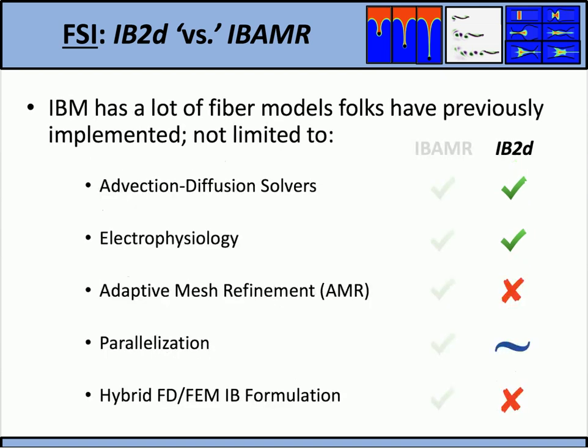In addition to the fiber models talked about on the previous page, IB2d also offers a lot of other functionality on top of those, such as advection-diffusion solvers and various kinds of electrophysiology models. However, IB2d doesn't have adaptive mesh refinement, it's only in the beginning stages of becoming parallelized, and it also doesn't offer a hybrid finite difference and finite element formulation of the immersed boundary method. On the other hand, IBAMR offers all of this additional functionality.